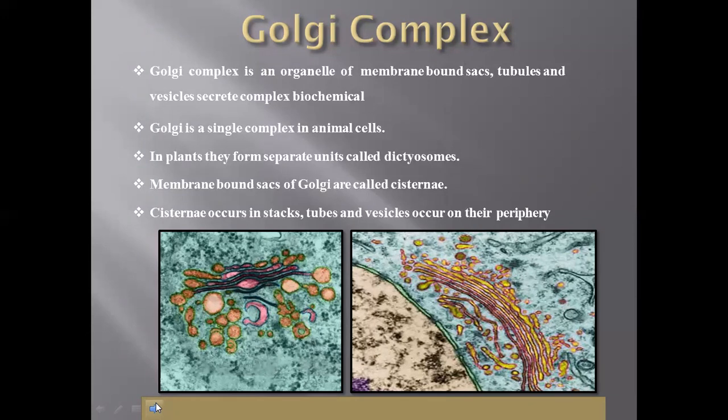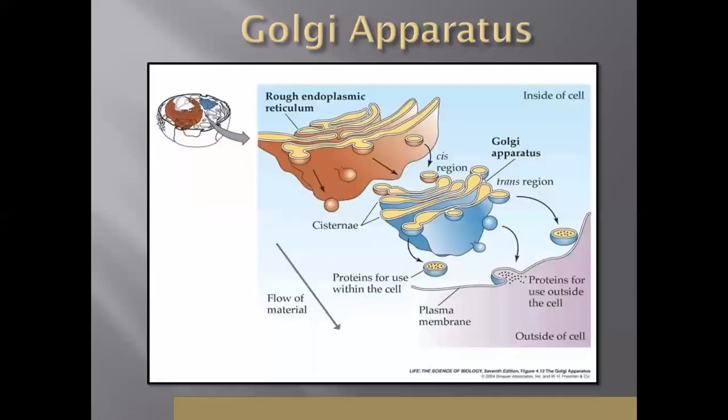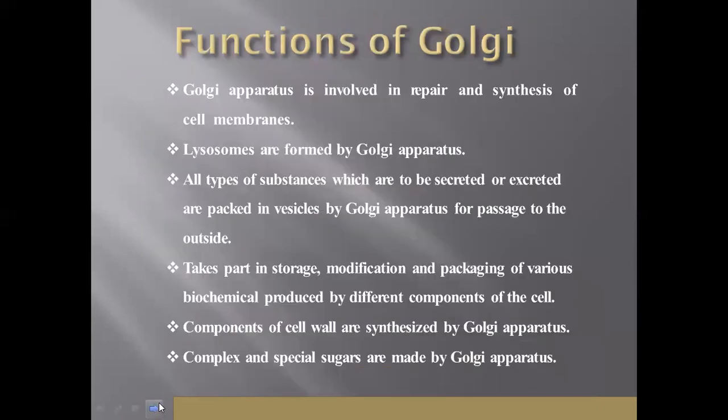Membrane-bound sacs of Golgi are called cisternae. Cisternae occur in stacks, and tubes and vesicles occur on their periphery. Here you can see in the diagram, this is the endoplasmic reticulum and here is the Golgi. These are the cisternae, right? And actually it has two faces, the cis face, and the opposite of the cis face is the trans face.